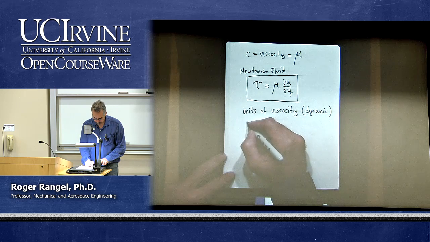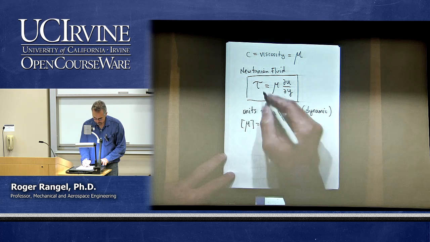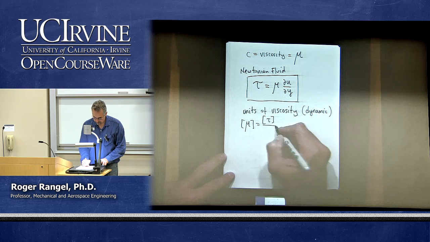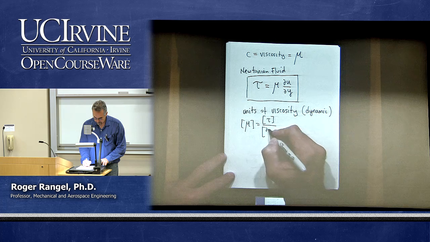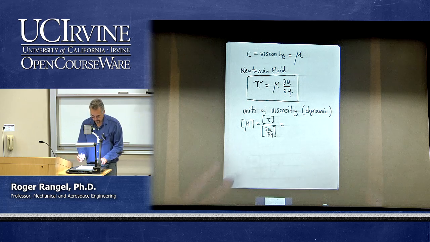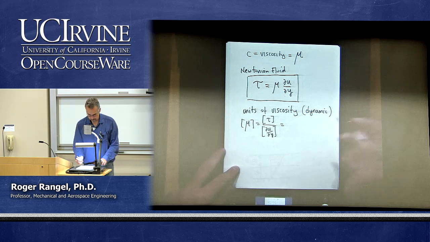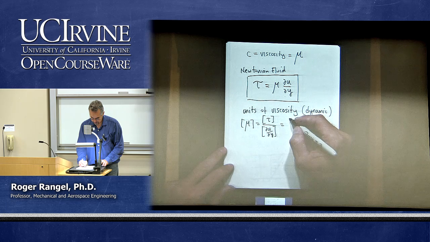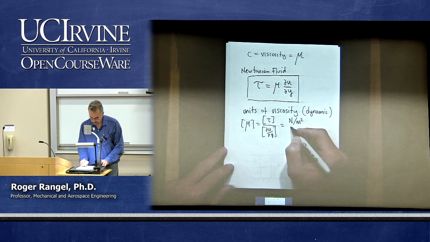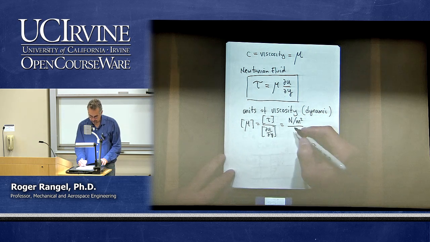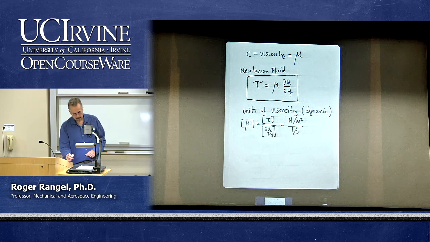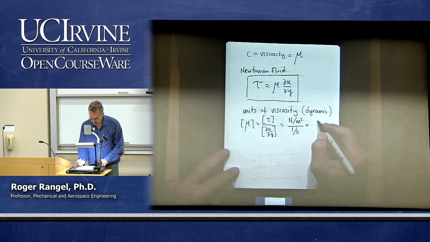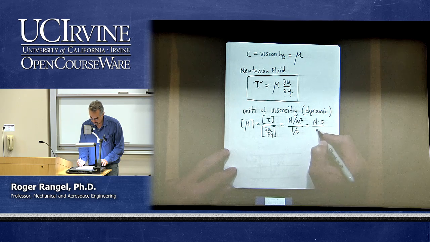Well, very simple. The units of dynamic viscosity will be the units of shear stress divided by the units of shear strain rate. And the shear stress, of course, has units of force per unit area. So in the international system of units, that would be newtons over meter squared. We learned that the shear strain rate has units of 1 over second. So that gives us the units of dynamic viscosity as newton times second over meter squared.